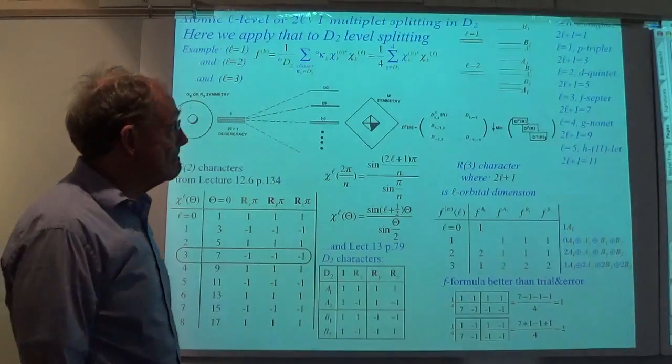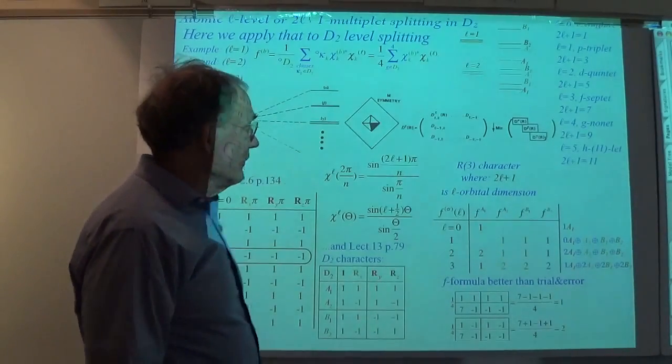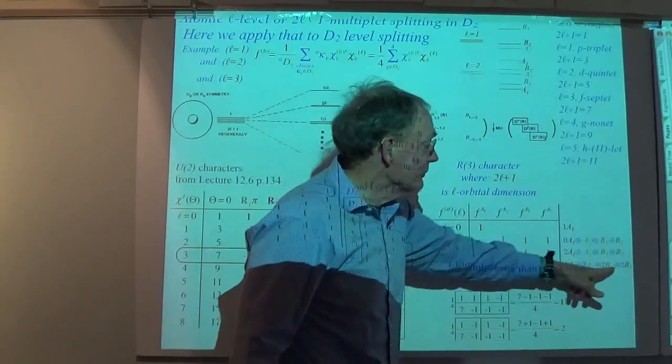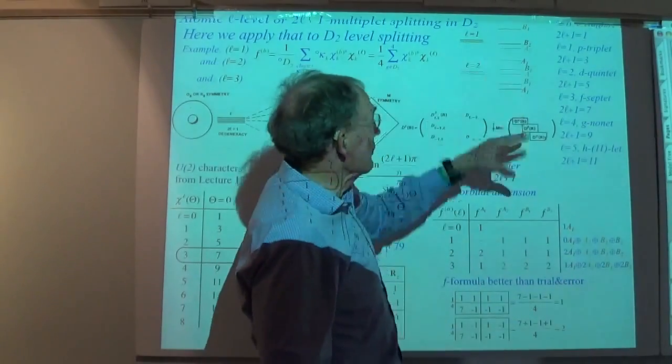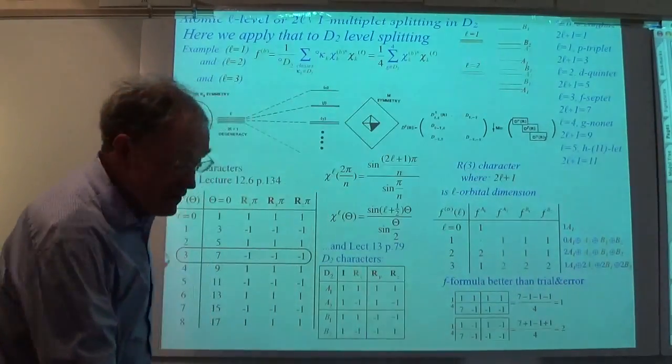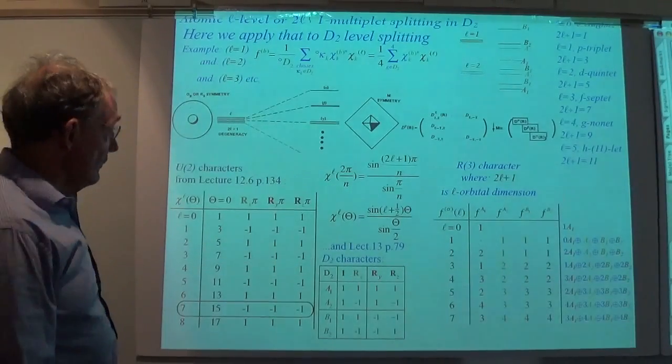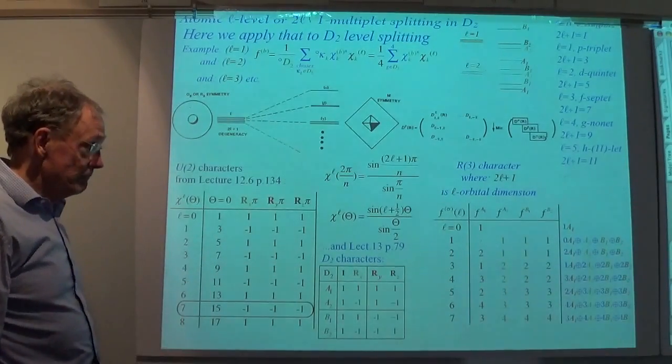In any case, here's the L equal 2 splitting. This one is too numerous to really draw in the little space that's left there, so we'll come back to it later on. In any case, this goes forever.